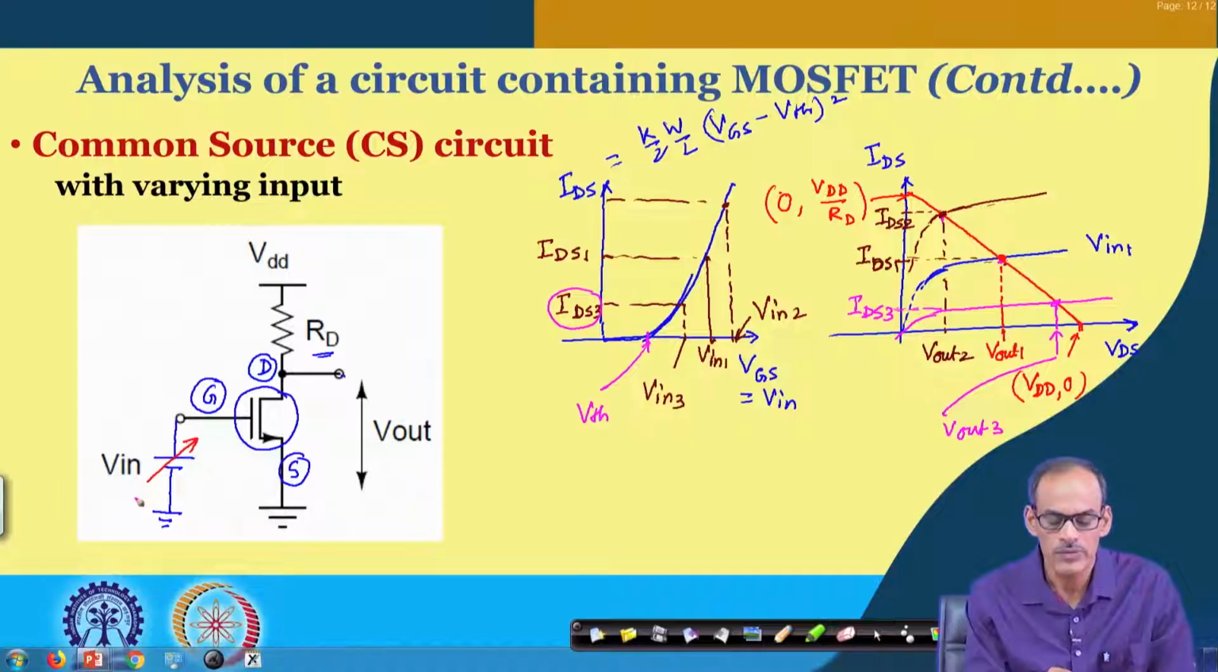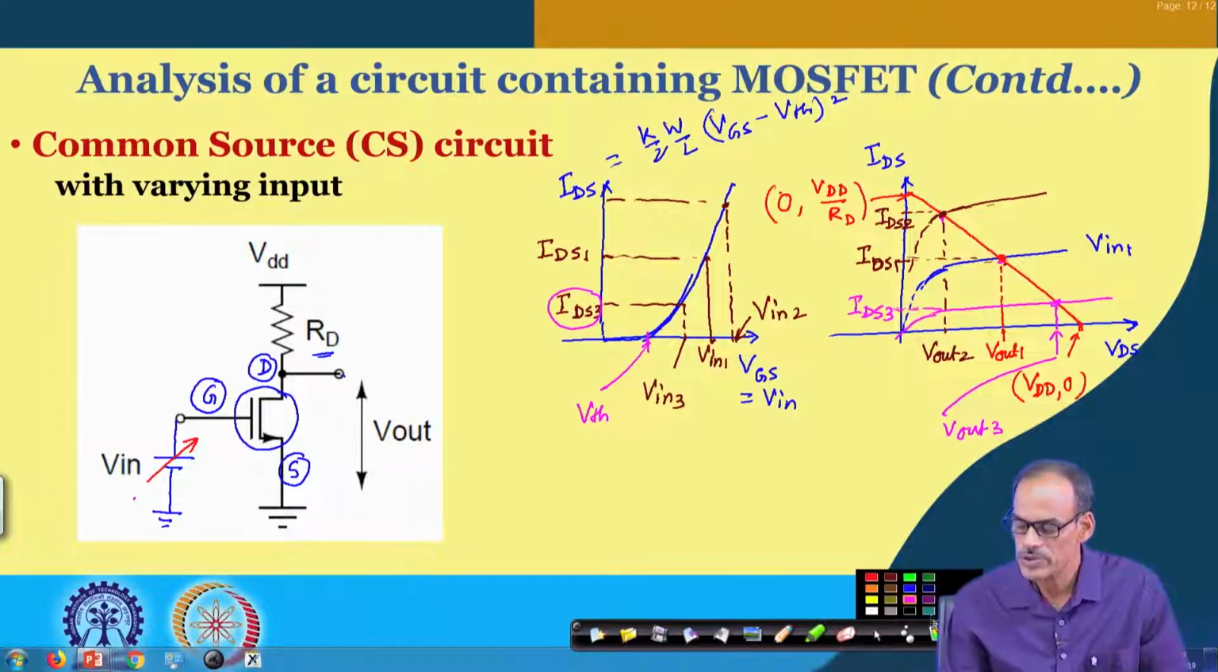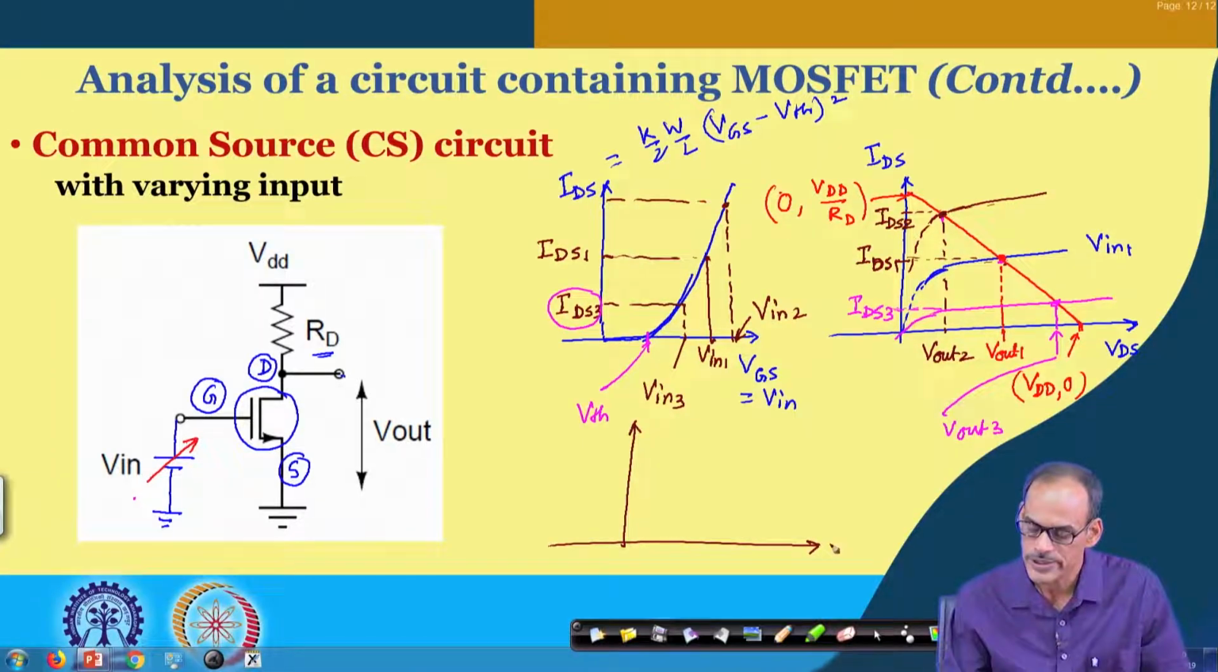So, for different values of V in, if I observe the corresponding V out, what we can get is the input to output transfer characteristic. You may say that the x axis is V in, and the y axis is the corresponding output. Whenever V in is higher than VTH, the current starts flowing. The voltage may be close to VDD, but of course, it starts dropping. So here, this is VTH, and beyond this point, the voltage starts deviating from the VDD level.